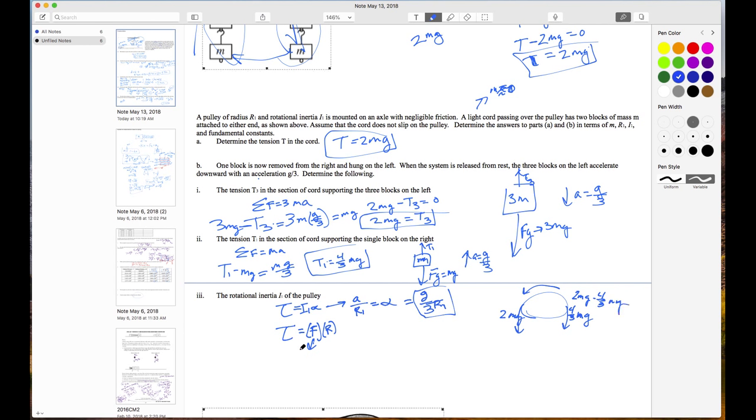And that could be the value here. This is my tension 3 minus my tension 1 times the R1 value. And that's a torque value. And if I were to look at this, I'd say, oh, well, that's equal to 2/3 mg times R1. And so that has to be equal to the torque that I get by considering I1 alpha.